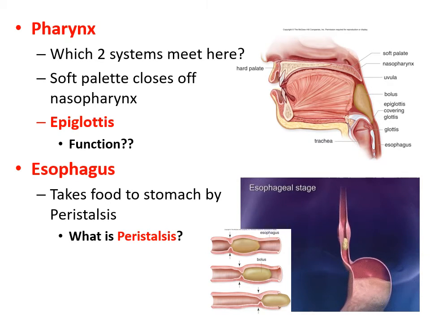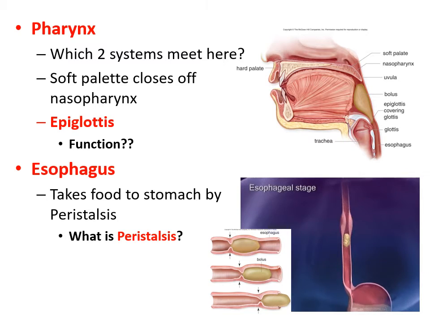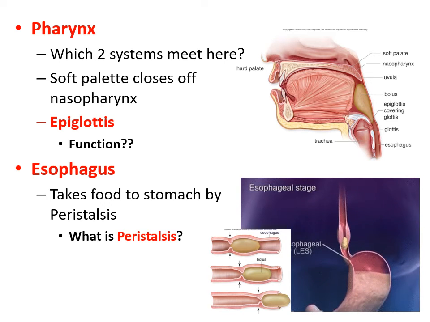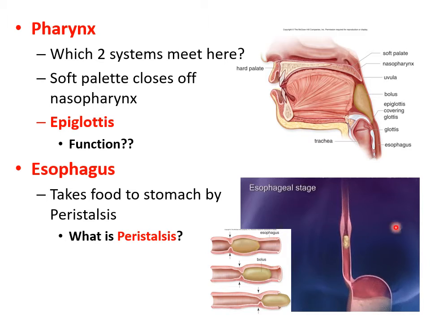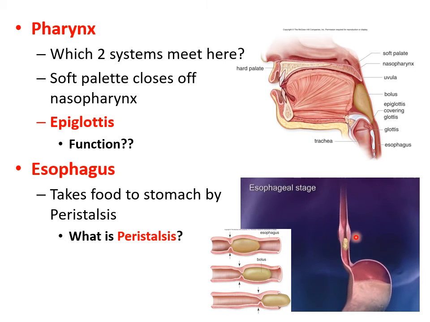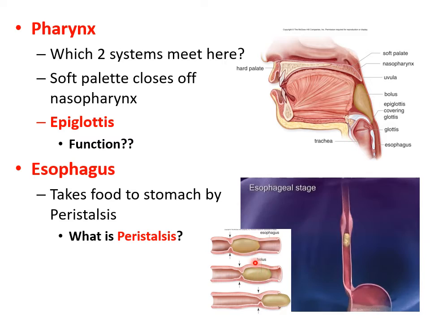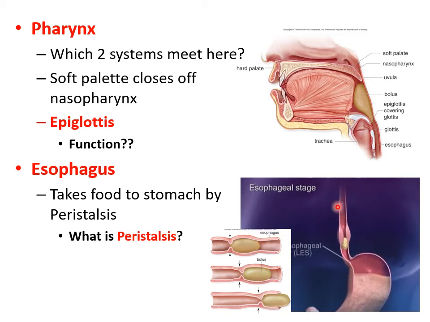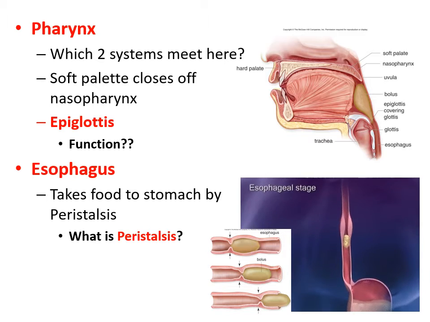Now, the next spot for food is the esophagus. And the esophagus is what is going to bring the food to your stomach. And that happens through peristalsis, which you can visualize in this image here. And you see the bolus, okay? So again, anytime you see bolus, what does that mean? Mixture of food and saliva that's getting pushed down the esophagus into the stomach through rhythmic contractions.